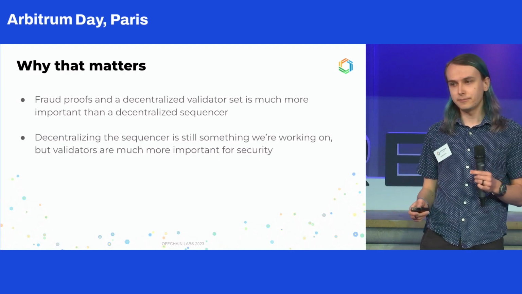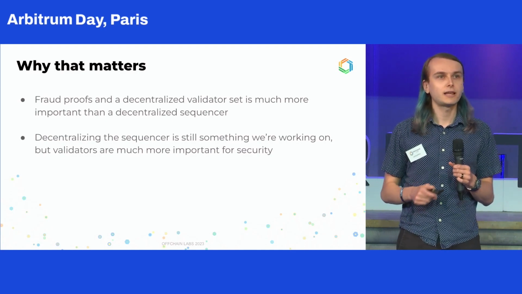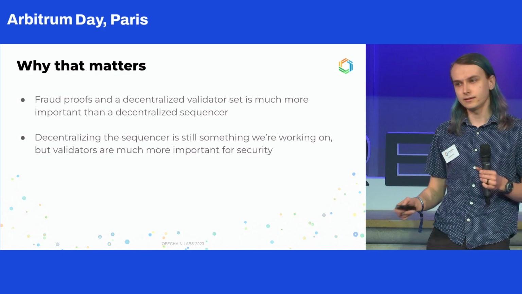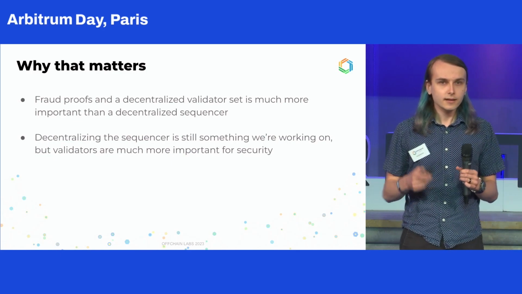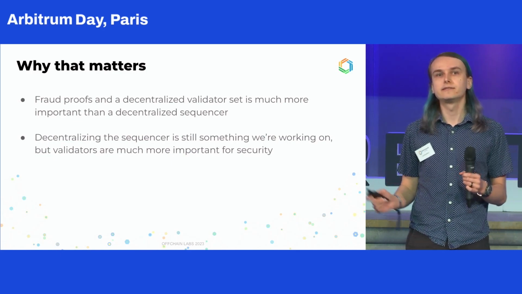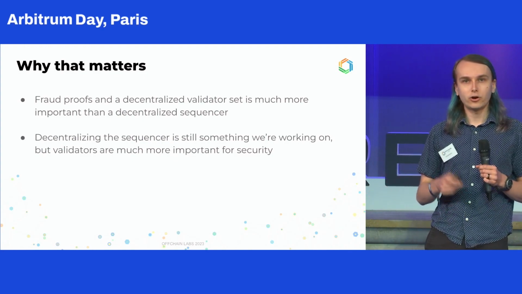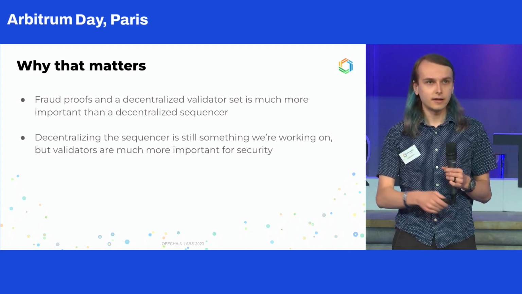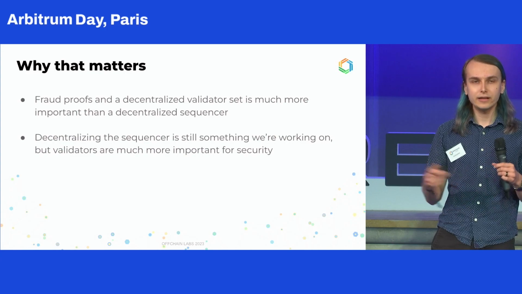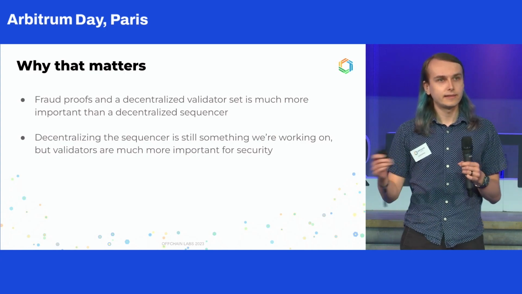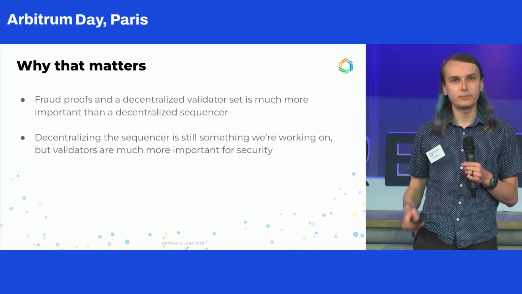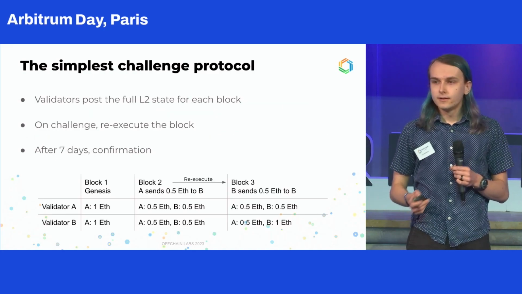That's where validators come into play. And that's why decentralizing the validator set is so important. And Arbitrum has already made great progress there. Arbitrum 1 already has a lot of different validators from a lot of different entities, including the Ethereum Foundation, for instance, which runs an Arbitrum 1 validator.